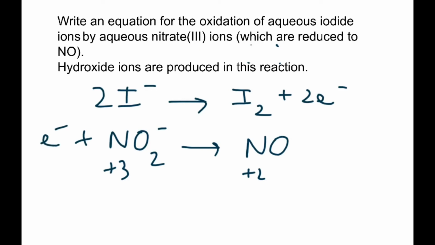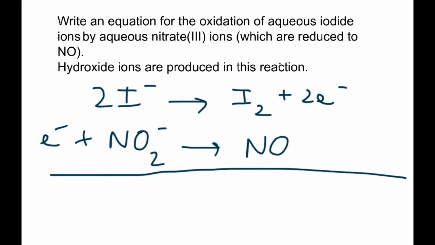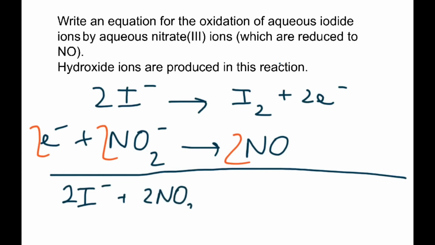So I'm kind of trying to go really quickly, because I know you don't want a video that is too long. Okay, so you're going to add them up. First we need to cancel out the electrons, times everything by 2. So we've got 2I minus on the left and 2 NO2 minus on the left. And that goes to I2 plus 2 NO.